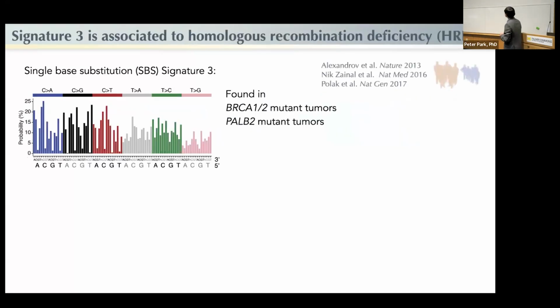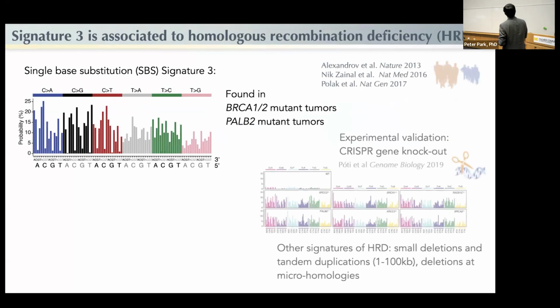And I'll tell you, my somewhat successful, but not quite effort on this. Okay, so signature 3 is a homologous recombination deficiency signature. Now, it's kind of hard to work with signature 3 because it's kind of flat. So anytime you have a vector that's kind of flat, it's just hard to find it, right? Okay, how do we know that this signature corresponds to homologous recombination deficiency?